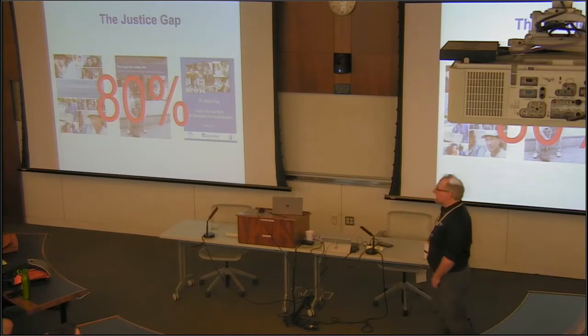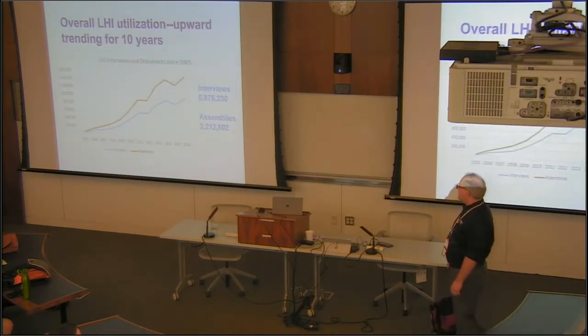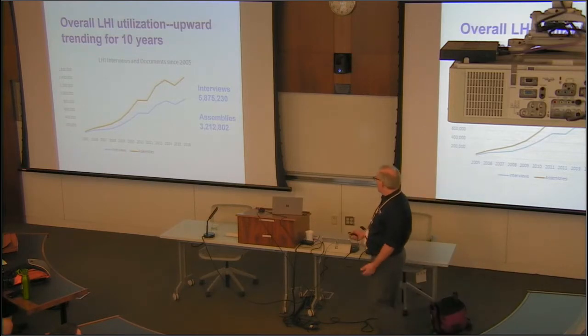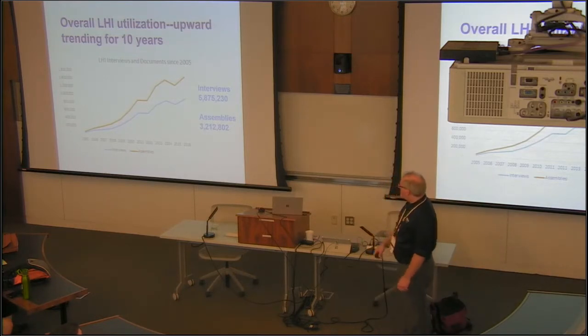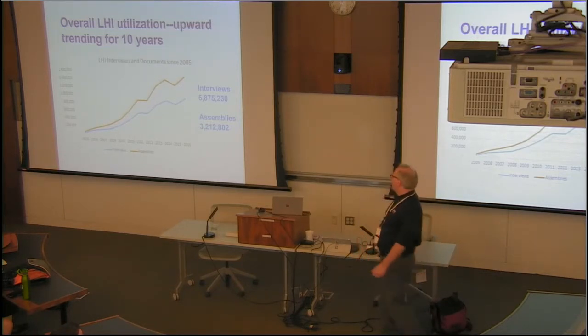I don't have to go into what the justice gap is. You all know about that. These are just some reports. This is some of the graphs of our utilization. We're up over 6 million runs and 3.5 million assemblies. And I think the session next door is about A2J Author, by the way.